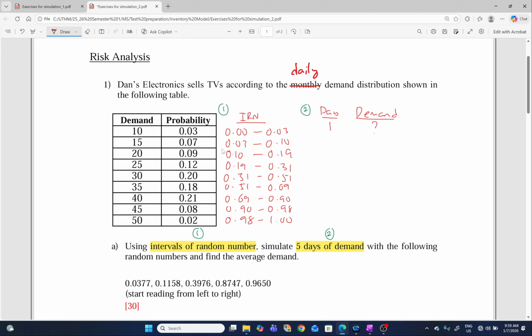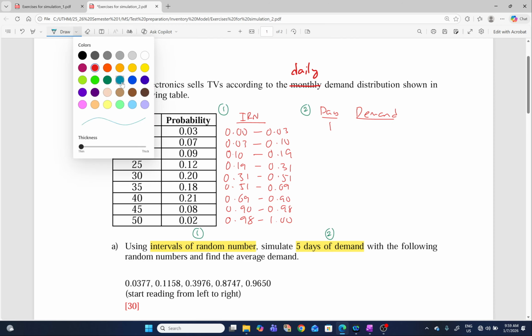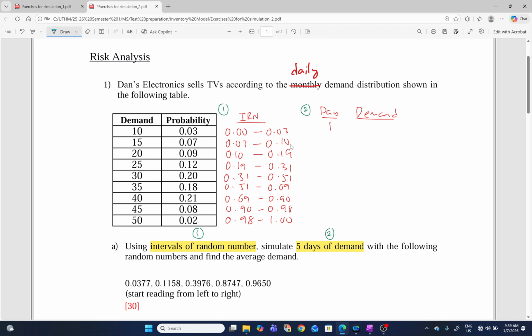So we need to find out which demand number can go inside here. For that we choose the first number here. 0.0377, within which interval? Can you check? 0.0377. It should be here, the first day. I put day 1. 0.0377 is in this interval. Can you guys see the second interval? So you choose 15, day 1, 15.